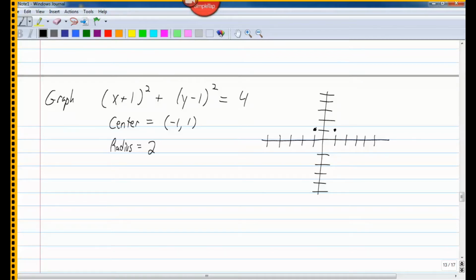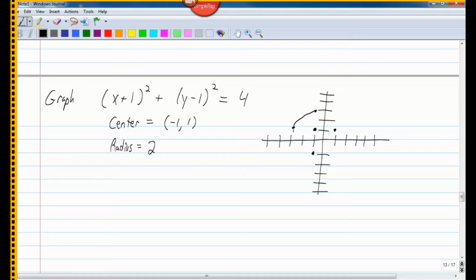Go back to the center. Go 2 units down and put a point. Go back to the center. Go 2 units to the left and put a point. Go back to the center. Go 2 units up and put a point. Go back to the center. So those 4 points we know will be on the outside of the circle.